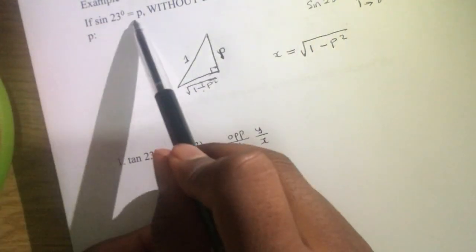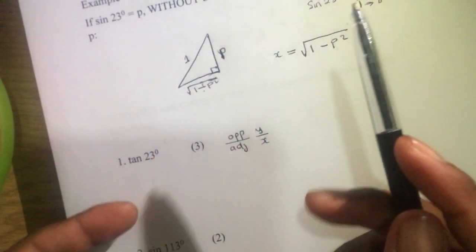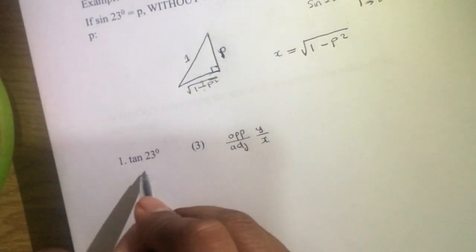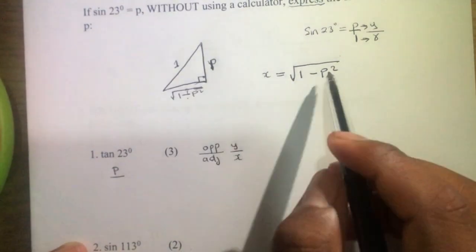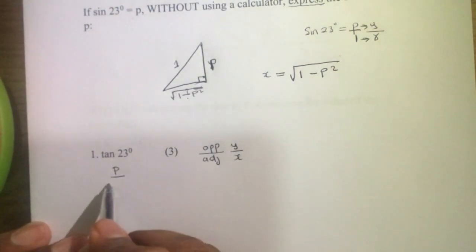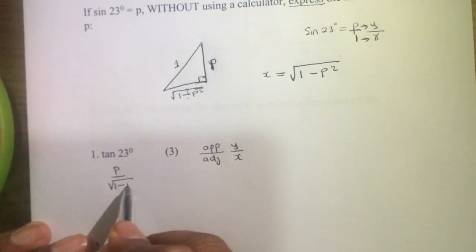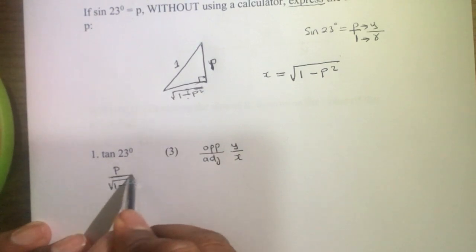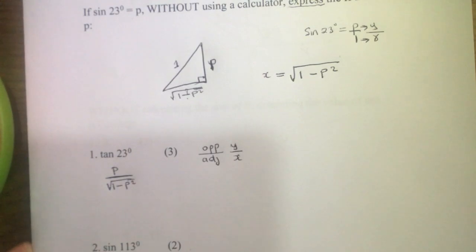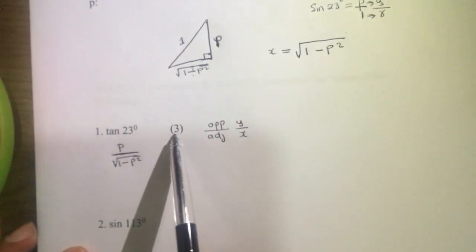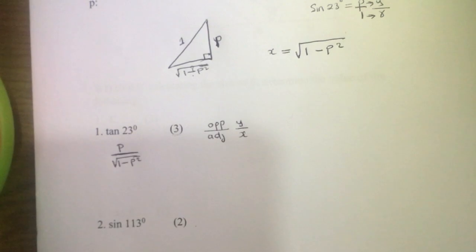Our y value we have already been given in the statement, that our y value is p, right? And our x value, which is the adjacent side, we have found it, which was root 1 minus p squared. So we have root 1 minus p squared. So we have expressed tan 23 in terms of what? In terms of p. So don't be shocked by that 3 marks.